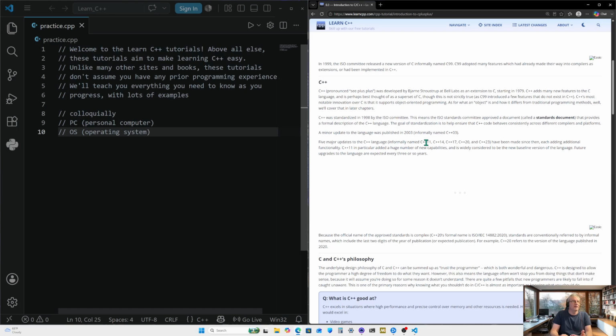In 1999, the ISO committee released a new version of C, informally named C99. C99 adopted many features which had already made their way into compilers as extensions or had been implemented in C++.